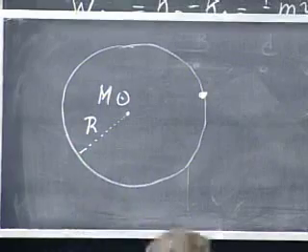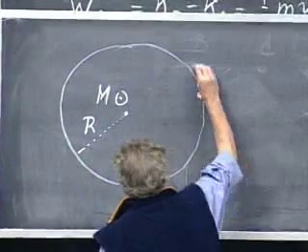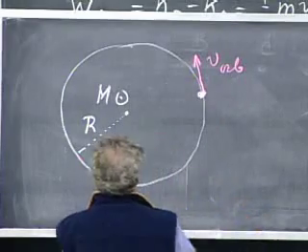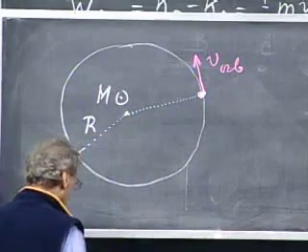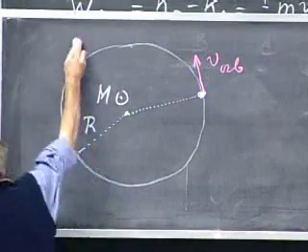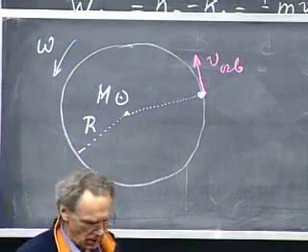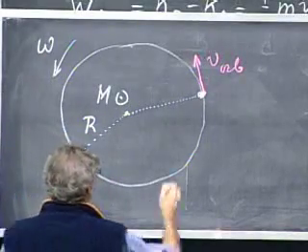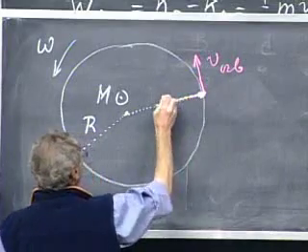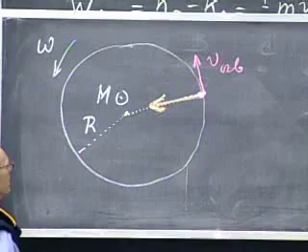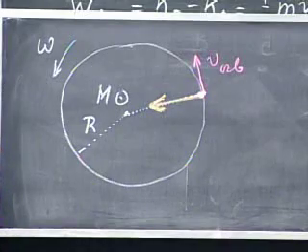The Earth has an orbital velocity, I call it v orbital, and the angular velocity, say, is omega. It goes around with a certain angular velocity, and there has to be a force on the system, the gravitational force, which is the same as the centripetal force. That's the only way the object can go around in a circle.